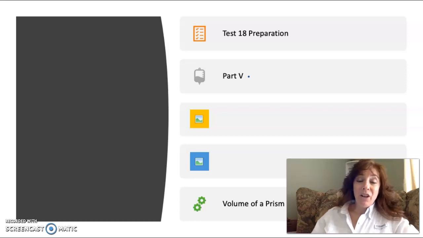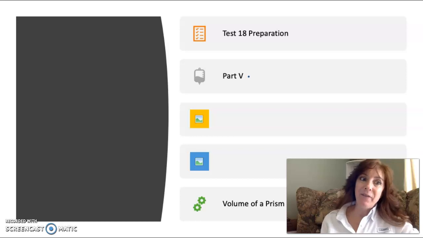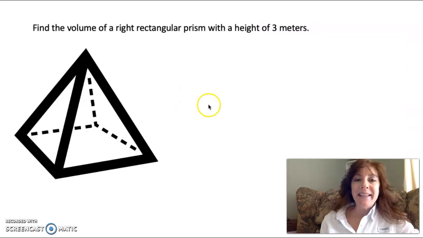Video 5 took longer than I thought it would, so this is like 5B. We need to go over the volume of a prism and it won't take but just a minute. So, you're going to have a question to ask you to find the volume of a prism.